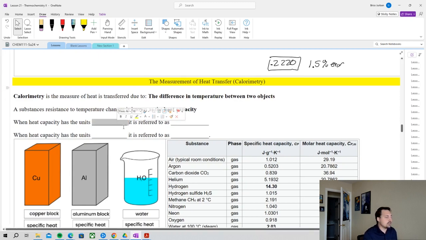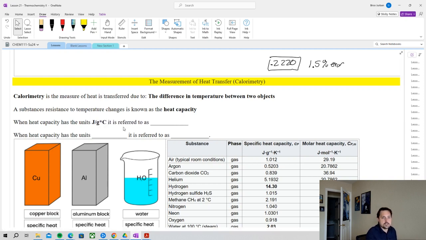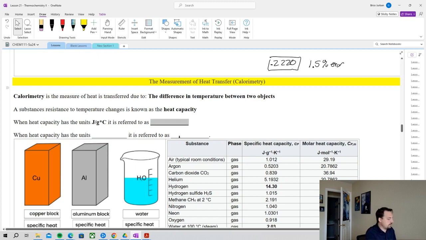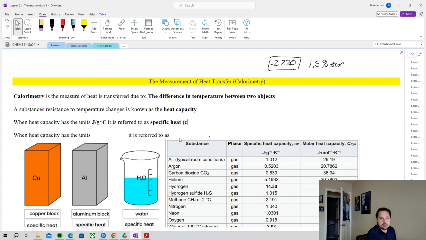The heat capacity is simply the heat energy divided by the change in temperature. But we'll typically do it per gram or per mole of a substance. So when it has the units of joules per gram degree C, it's going to be referred to as the specific heat, and it's going to have the symbol of lowercase c.